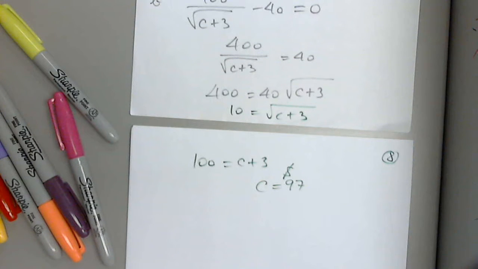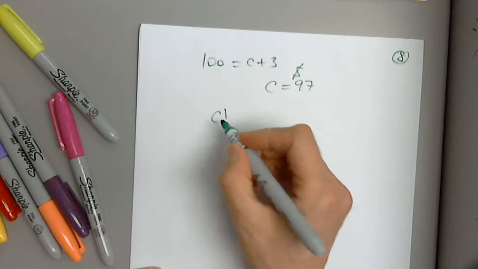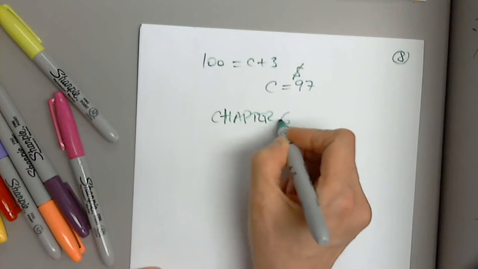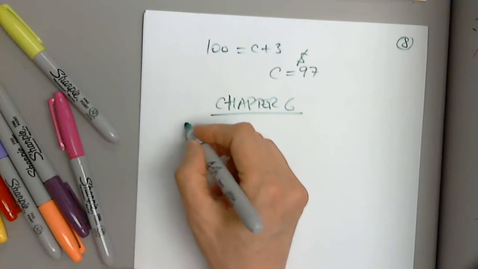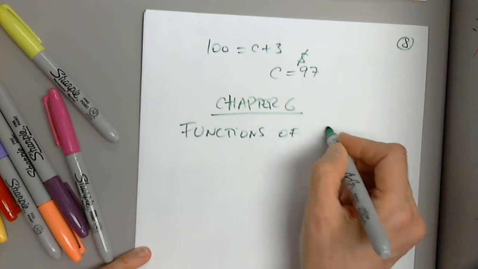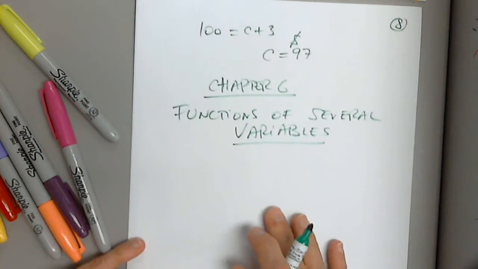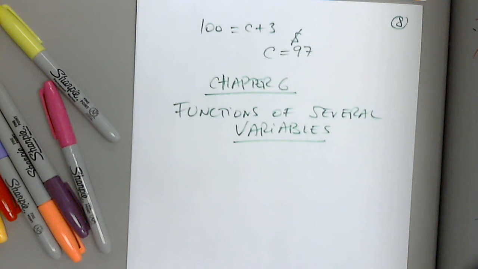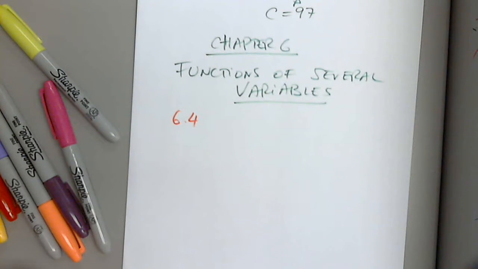Ready? What I would like to do now is the last four sections of chapter six of this course. Chapter six deals with functions of several variables, which means not one variable, but maybe two or maybe three variables. Before we do anything, I'd like to jump to the last section, which is 6.4. I don't really agree with this section being in this chapter.